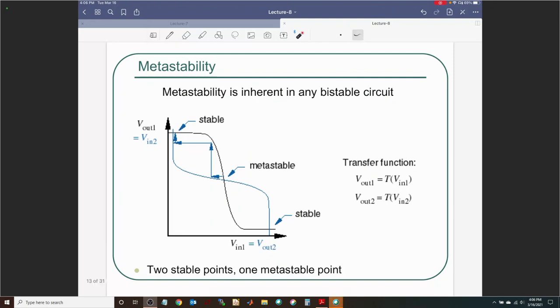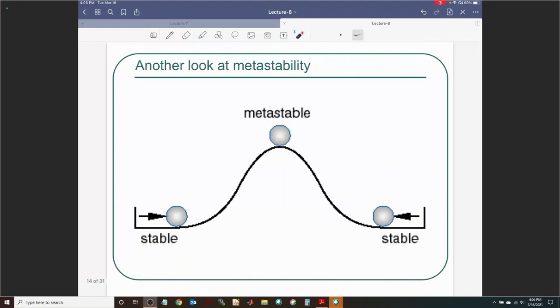All right. And you can think of it as the top of a mountain or a nice edge, right? If you're at the top of the mountain, a little bit of push over here or a little bit of push over here will roll you down the mountain to a stable state here or here. But once you get to that stable state, you're fine. After that, there is no problem. There's no metastability in the stable states.